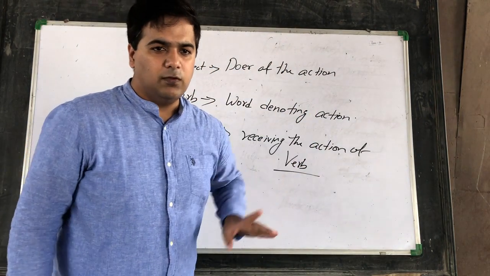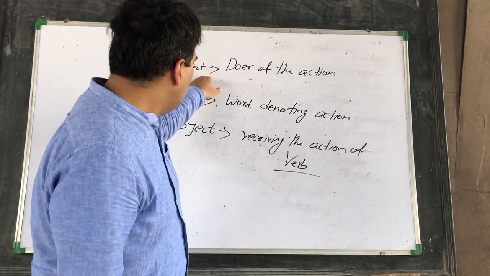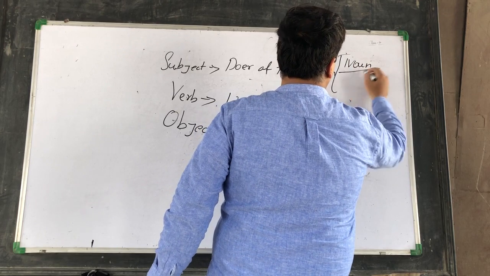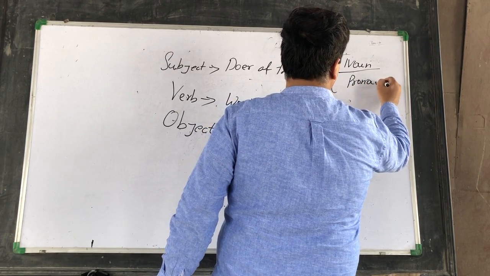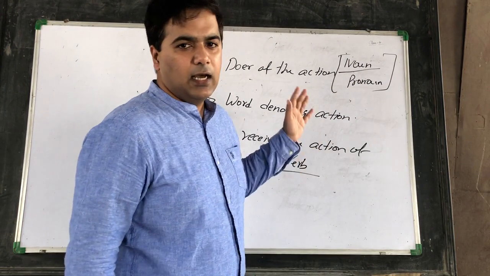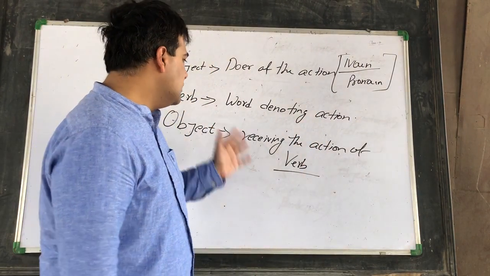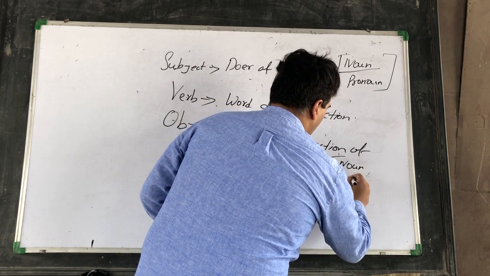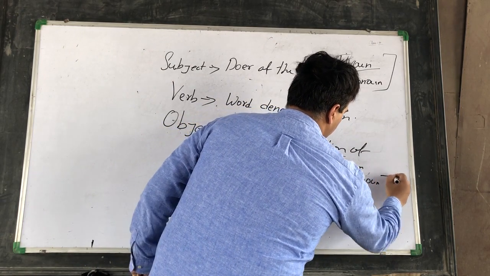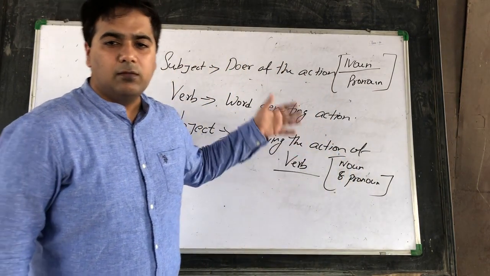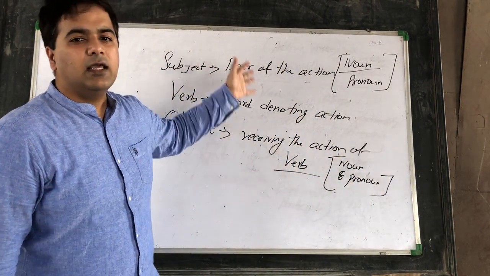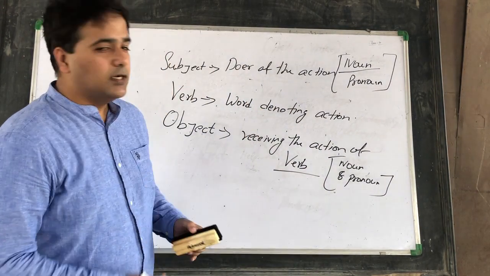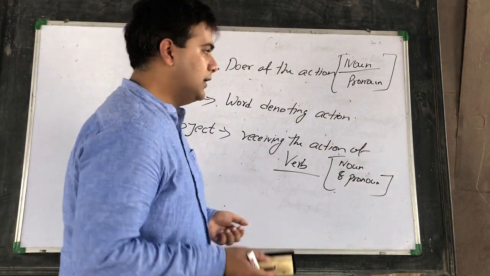Now, one thing that we have to be very careful about is that in the place of subject we can use noun and pronoun. In the place of subject, noun and pronoun can be used, and in the place of object we can also use noun and pronoun. So noun and pronoun can be used in the place of subject and in the place of object too. Fine. So let us see what is the structure followed in an active voice sentence.